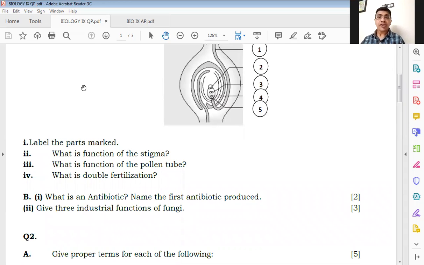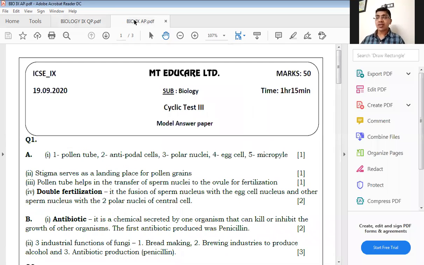What is the function of pollen tube, right? Once the pollen tube has been developed on the stigma, what is its function? It is this pollen tube which helps in the transfer of the sperm nucleus to the ovule for fertilization, right? It is going to carry the sperm nucleus from the stigma to the ovule, and that is how they will fertilize the egg cell.